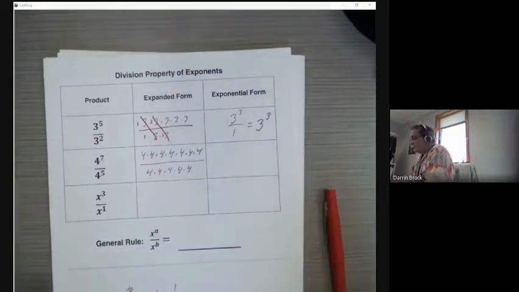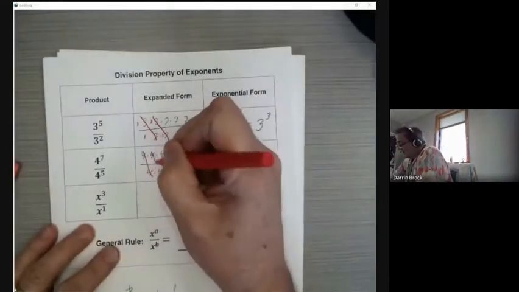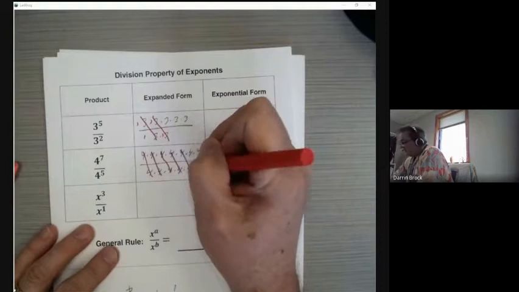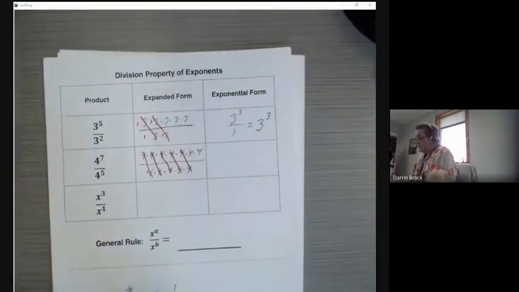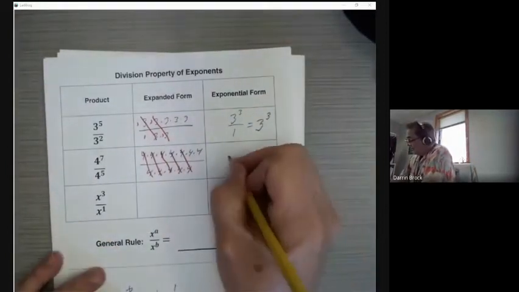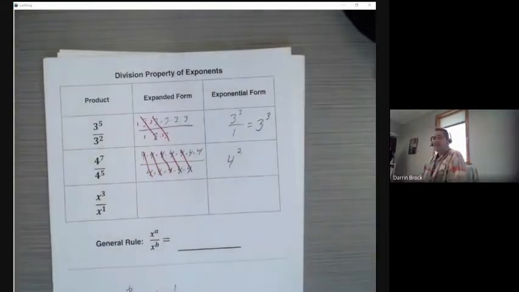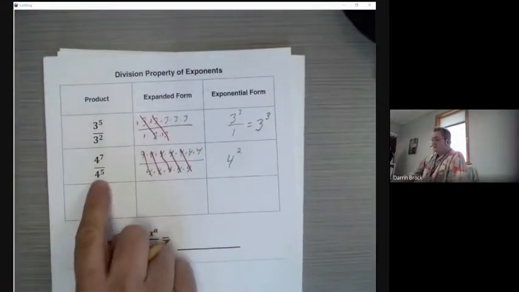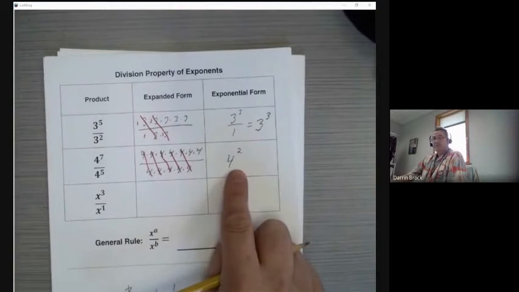So we got 5 fourths. Again, if there's a 1 on top and bottom, they cancel each other out, leaving just a 1. What's left? On top, we have 4 squared. So 4 to the 7th divided by 4 to the 5th is 4 squared.